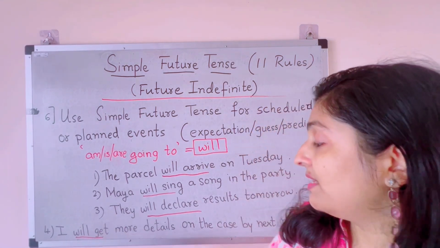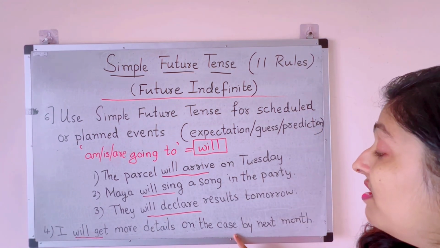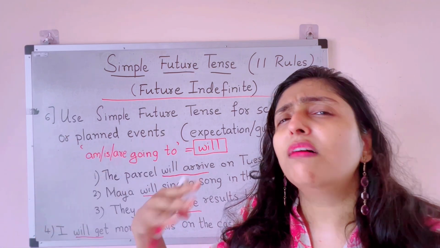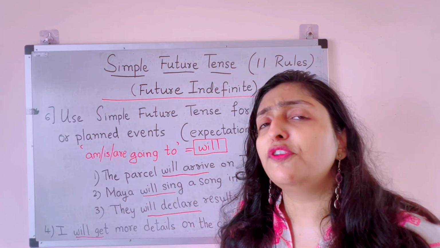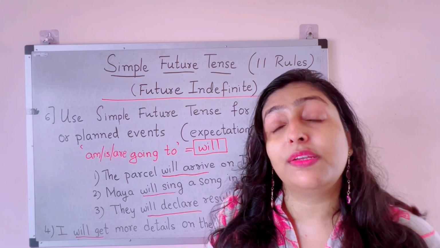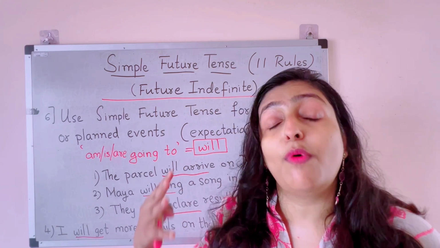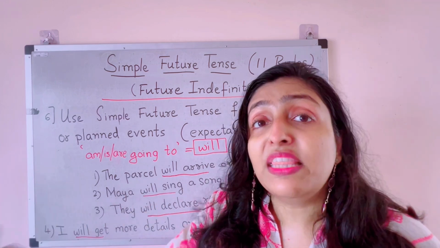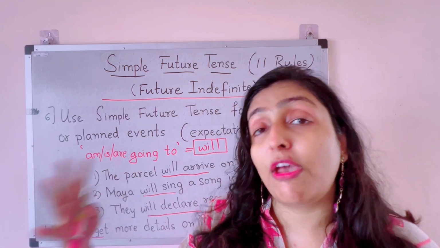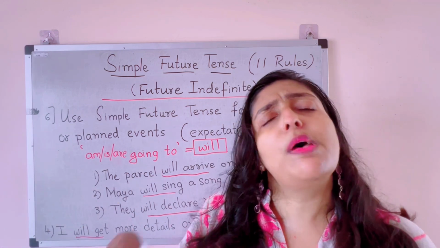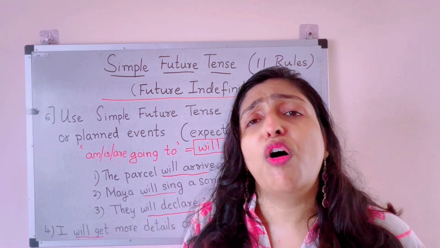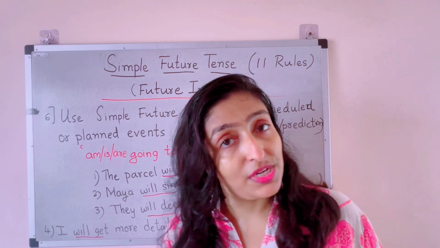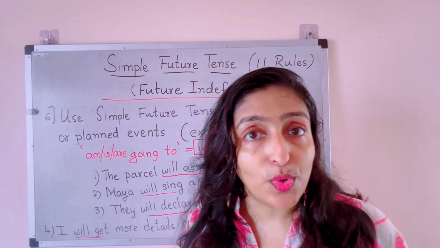Look at the fourth one. I will get more details on the case by next month. Okay, next month is slightly a remote duration, a distant future, but still it is planned, it's scheduled. My superior bosses, the officers, have informed me that they will give me the happenings and whereabouts of the case by next month. So something that is already established or fixed or scheduled, you can use simple future tense. Let's move on to the next rule.